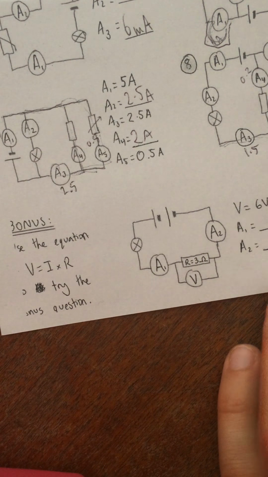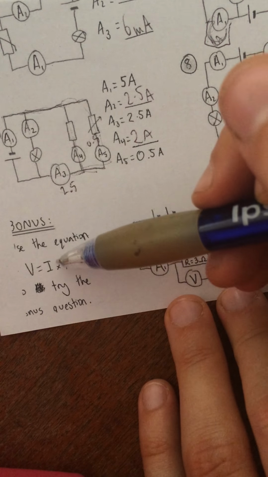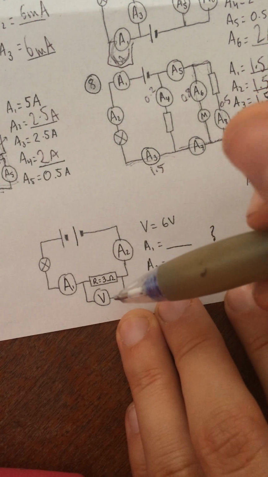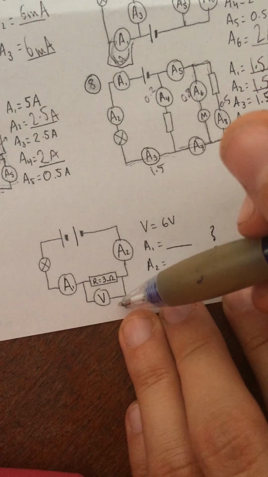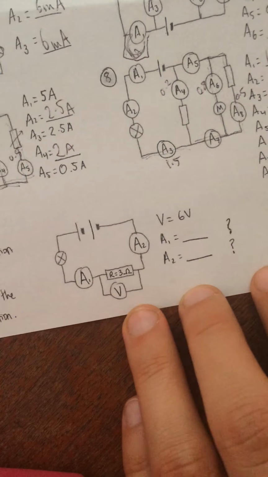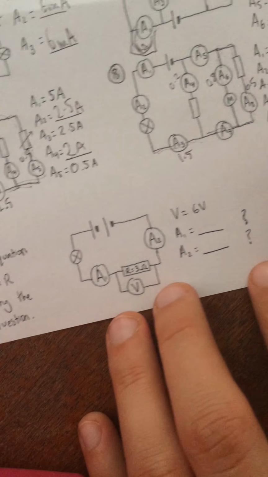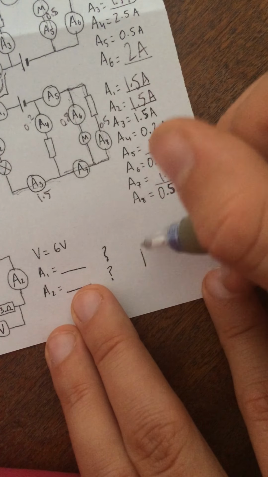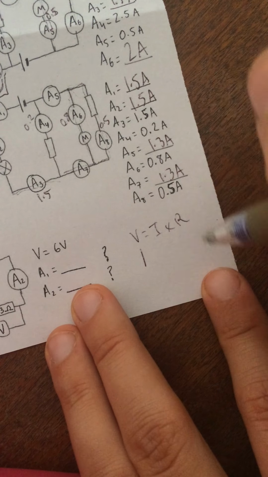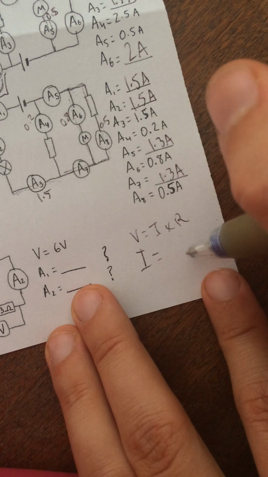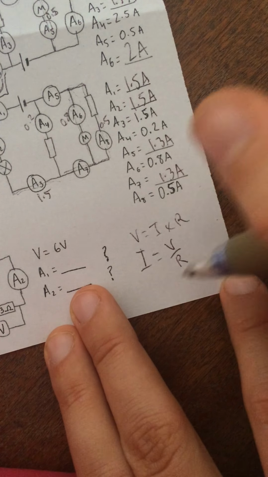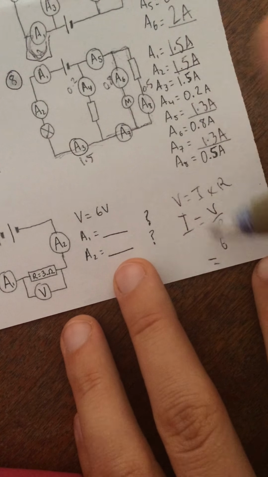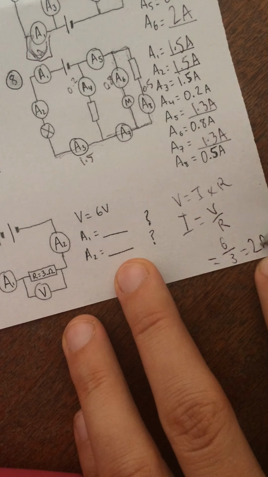The bonus question: V equals IR, that is Ohm's law. V stands for voltage, I stands for current, R stands for resistance. The voltage across this resistor is 6 volts. The resistance is 3 ohms. So we need to rearrange that equation to get the current, because that's what an ammeter measures. Here is the equation, V equals I times R. I can rearrange that to get I equals V divided by R. I was told the voltage was 6, and I can see that the resistance is 3. 6 divided by 3 is 2 amps.